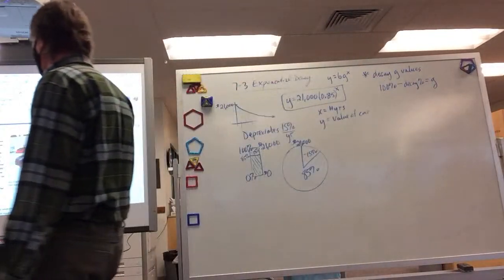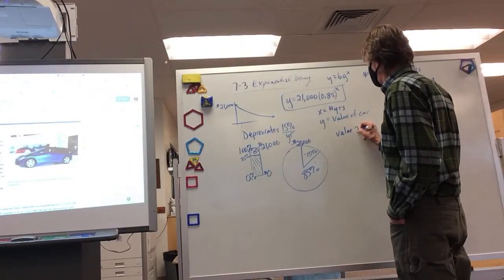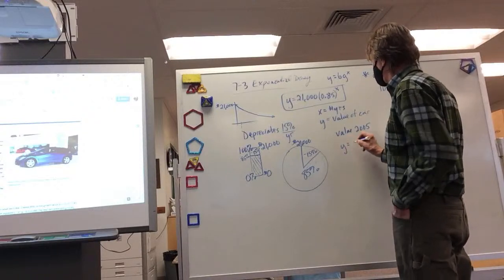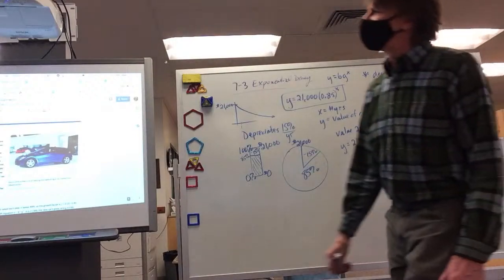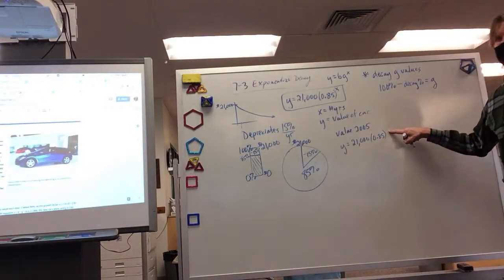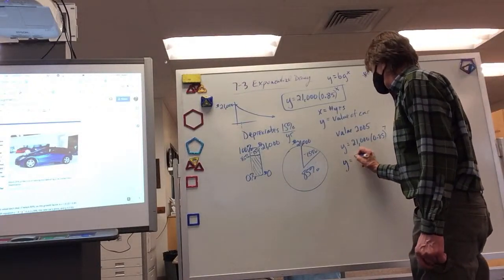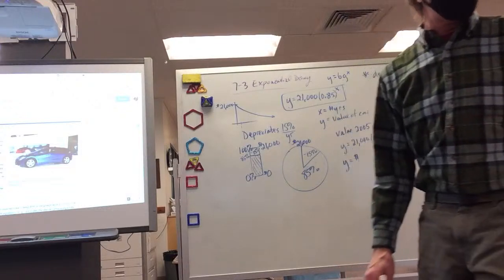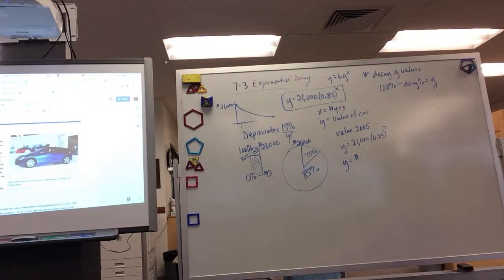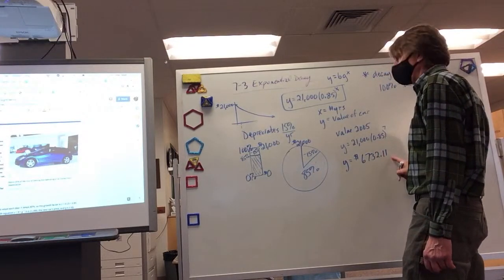And then it says, what was the predicted value of the car in 2005? So if we want the value in 2005, we're going to use this equation, 21,000 times 0.85. Between 1998 and 2005, how many years? 7. So you're going to use 7. So it's a calculator problem. What do you get? How many dollars is it? 21,000 times 0.85 to the 7th is $6,732.11. So that's what it's worth.